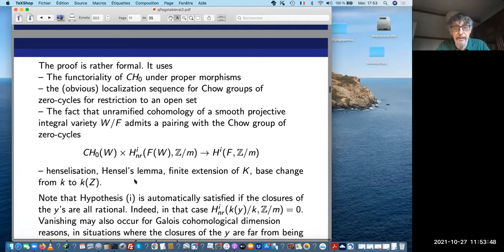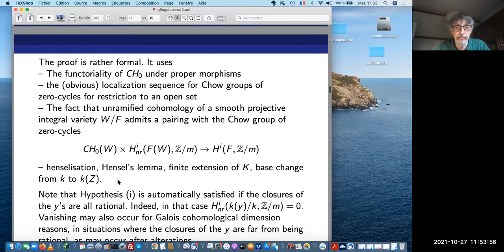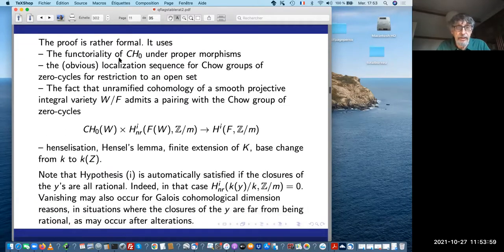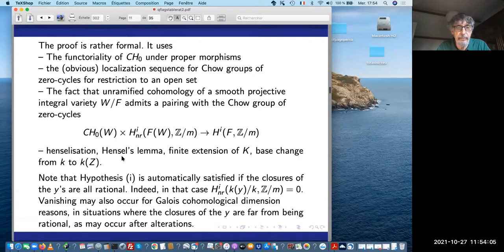And then we use the henselization, Hensel's lemma, finite extensions of capital K, and then base change of K to K(Z). This trick of going to the generic point, which I explained in the last lecture. Okay. So all this is rather formal. You can write down the proof very easily. It's a simple theorem. Okay.